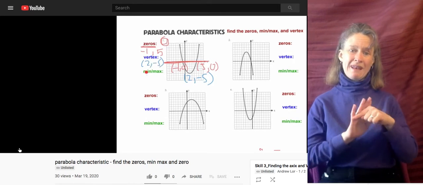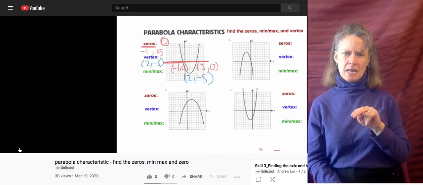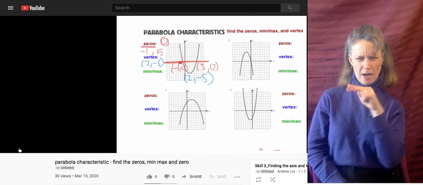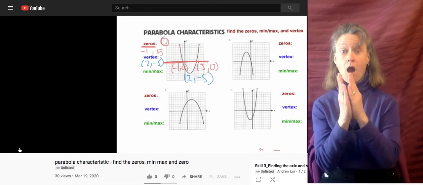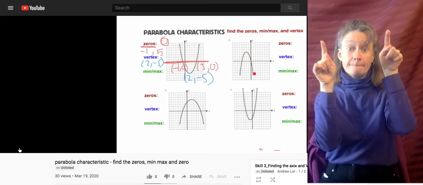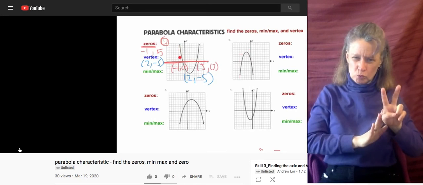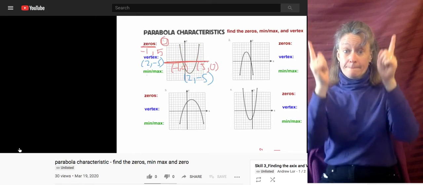To find the minimum, if your graph has a minimum or a maximum, you look at your parabola and see if it's opening upwards, like in example 1 here, or if it's opening downward, like in example 2. In example 1, if it's opening upwards where your arrows are going up, then you'll have a minimum.